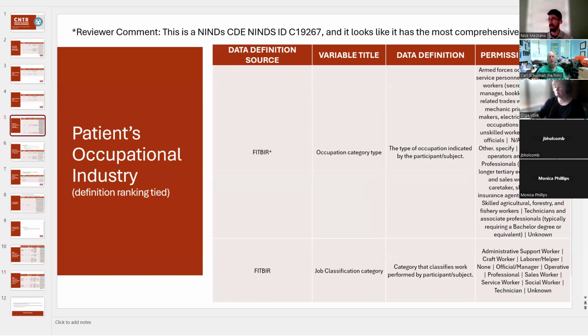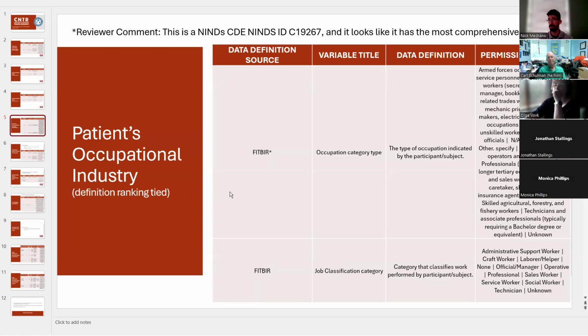So once again, these had a tied preference in terms of use and adoption for these two definitions. Is there anyone who'd like to claim a specific definition as to why it should be used?